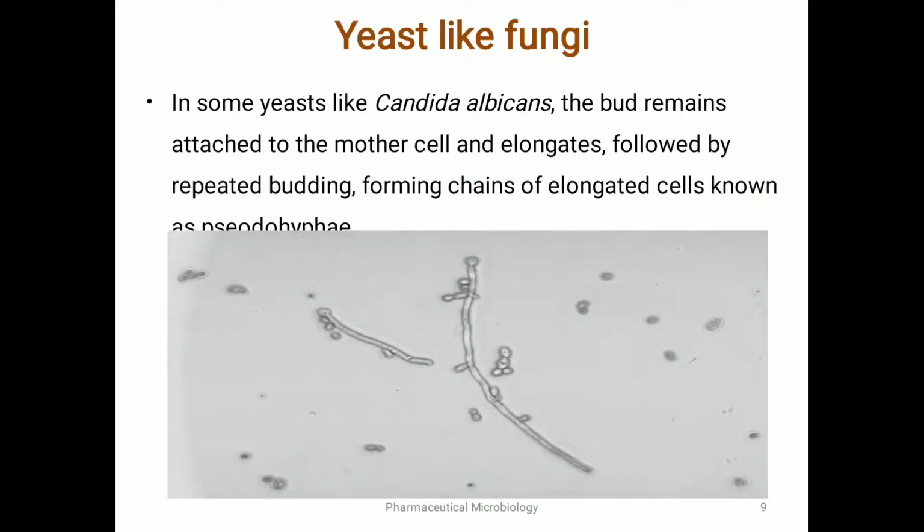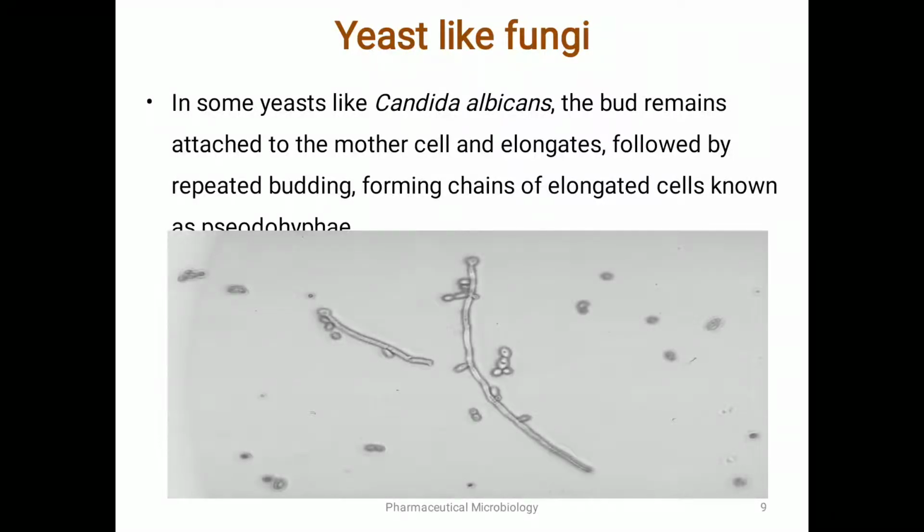Then the next category is yeast-like fungi. In some yeasts like Candida albicans, the bud remains attached to the mother cell and elongates, followed by repeated budding, forming chains of elongated cells known as pseudohyphae. These can be differentiated from true hyphae because they have a constriction at septa. The septa are also present at the branching point. On solid media, moist creamy colored colonies are produced.